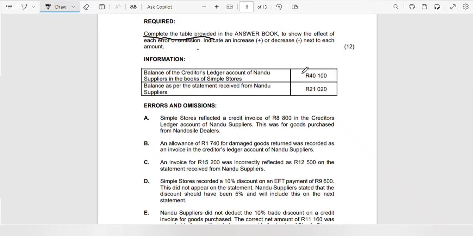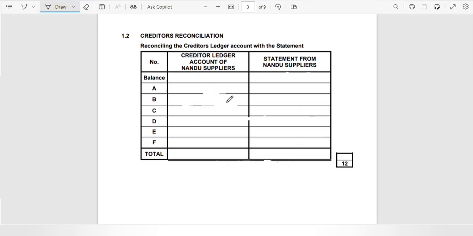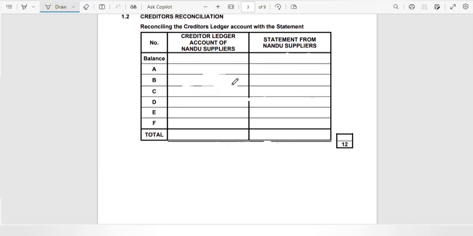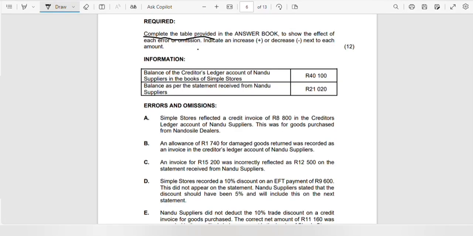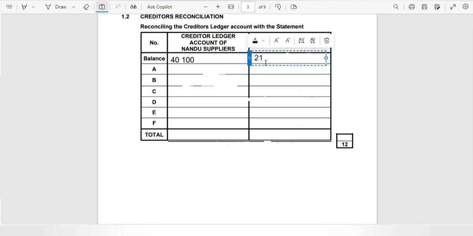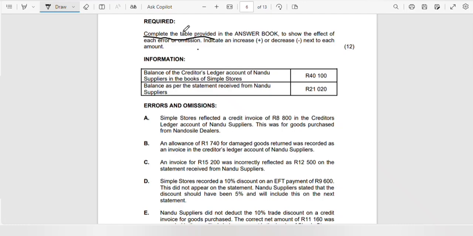We are Simple Stores and we receive the statement from Nandu Suppliers. So let's get into details. We're going to say the balances. How much were the balances? It is 40,100 for the ledger and 21,020 for the statement. So let's get into the adjustments, errors and omissions.